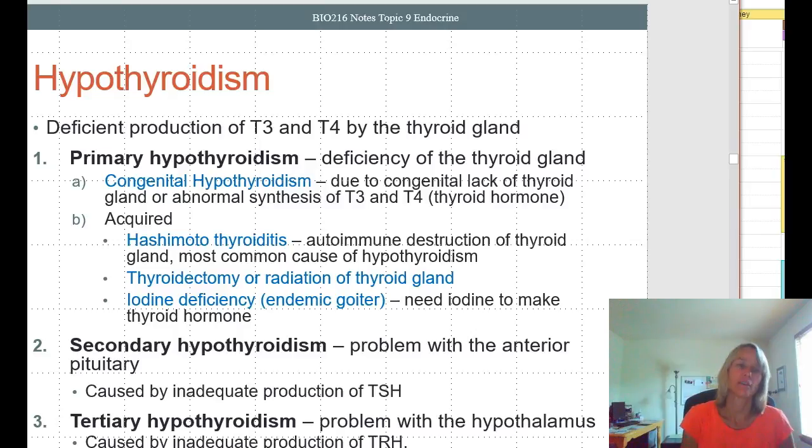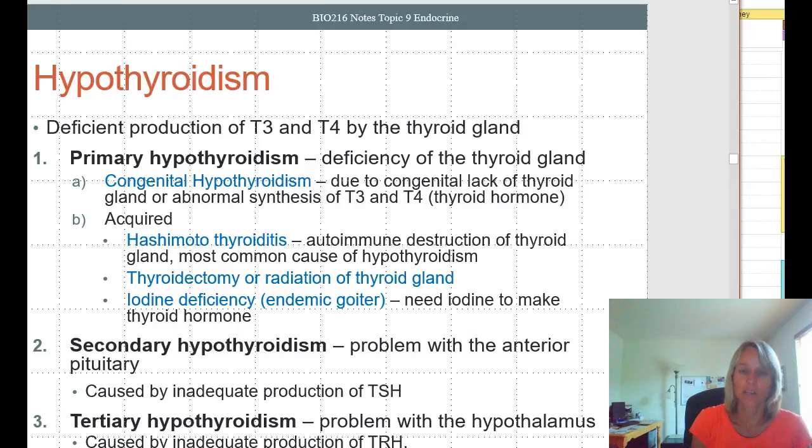So hypothyroidism, we have a deficit in the production of T3 and T4 by the thyroid gland. We can have primary hypothyroidism, in which the deficiency is within the thyroid gland itself. This could be congenital, so we have a congenital lack of thyroid gland or abnormal synthesis of T3 and T4. Or it could be acquired.